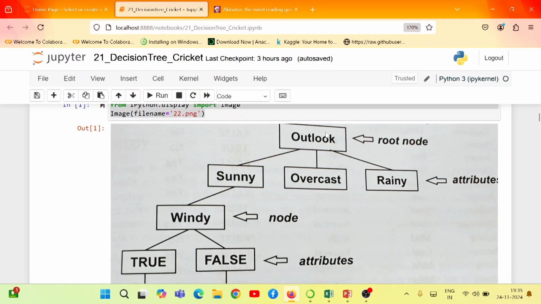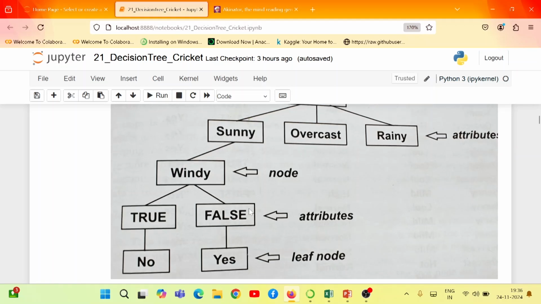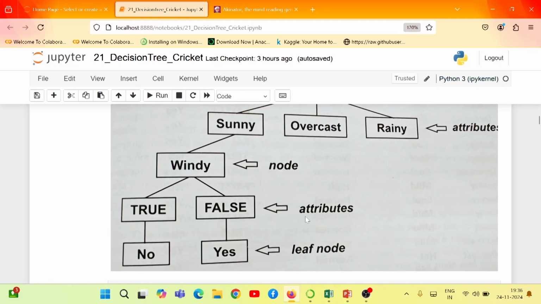Below this root node, we can have another node. For example, windy is another node. This node again has values called attributes. For example, here windy may be true or false. That means there may be wind or not that day. This means the true or false values become the attributes of this node. In this manner, there may be several nodes descending from each other, and each node may have its attributes.